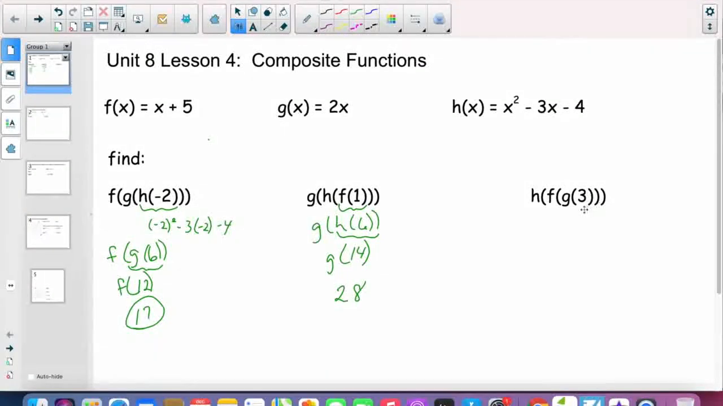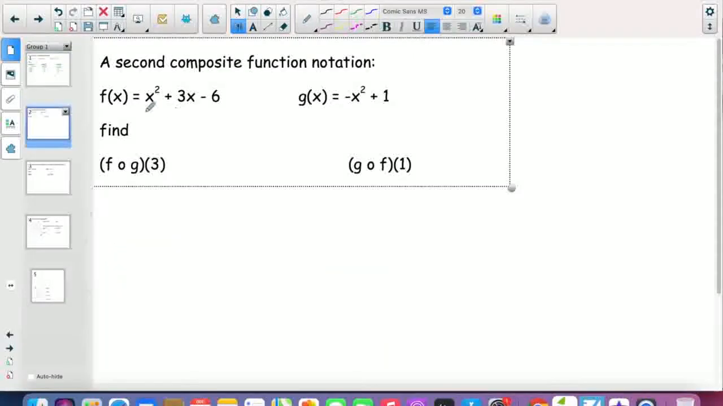In the next one, h of f of g of 3, I'm going to find the innermost first. So g of 3 is 6. Once I've found the 6, I'm going to find f of 6. If I plug 6 into the f function, I get 11. And the last thing they want me to find is h of 11. Well, 11 squared is 121. Minus 3 times 11 is 33. Minus 4 is 84.